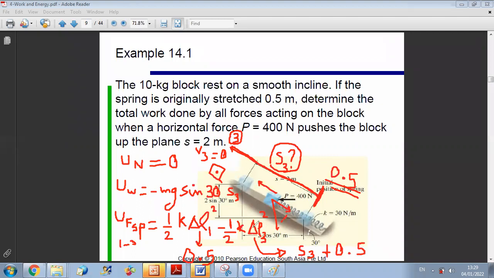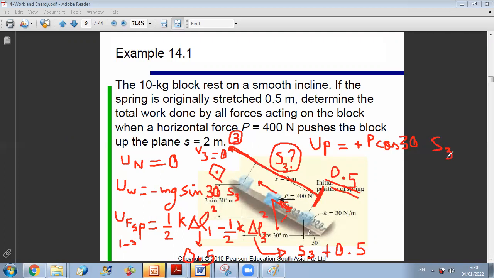Now, I still have the work of P. For the work of P, as a function of S3, it's the same method we did before. So we project P on the direction of motion. It's a positive projection. So it's plus P cosine 30 times the displacement. What is the displacement? If I move from this point to point 3, what is the displacement? It's equal to S3. Very good.